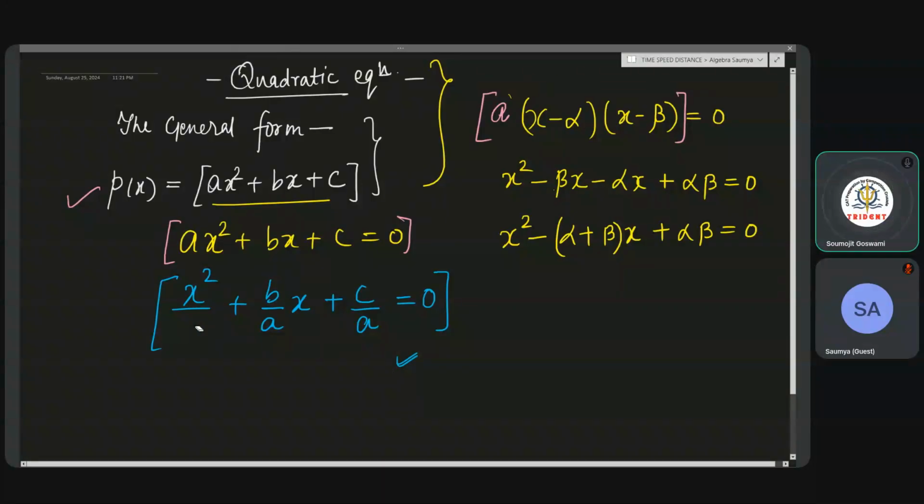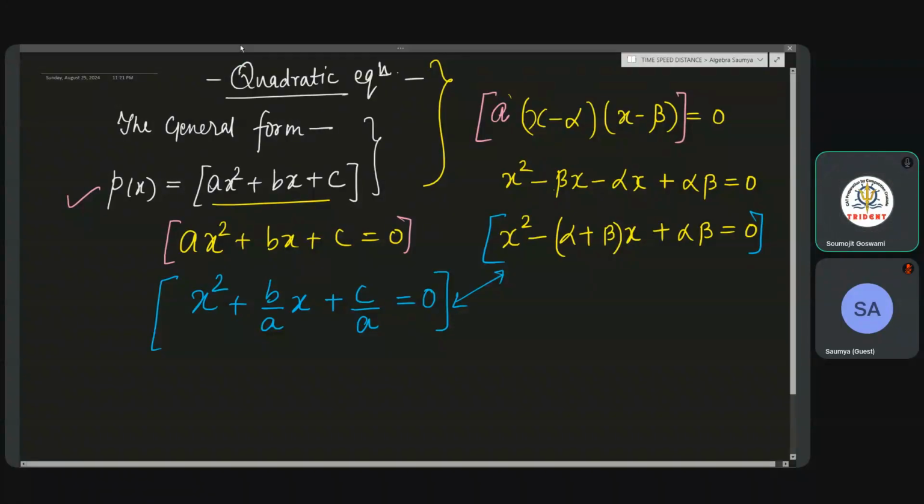I'm sorry, this is not going to be x squared by a. This is going to be x squared only, because dividing by a, it's x squared only. x squared plus b upon a times x plus c upon a. Okay. Now let's observe a couple of things. We are going to be observing these two equations simultaneously, because effectively they are the same thing.